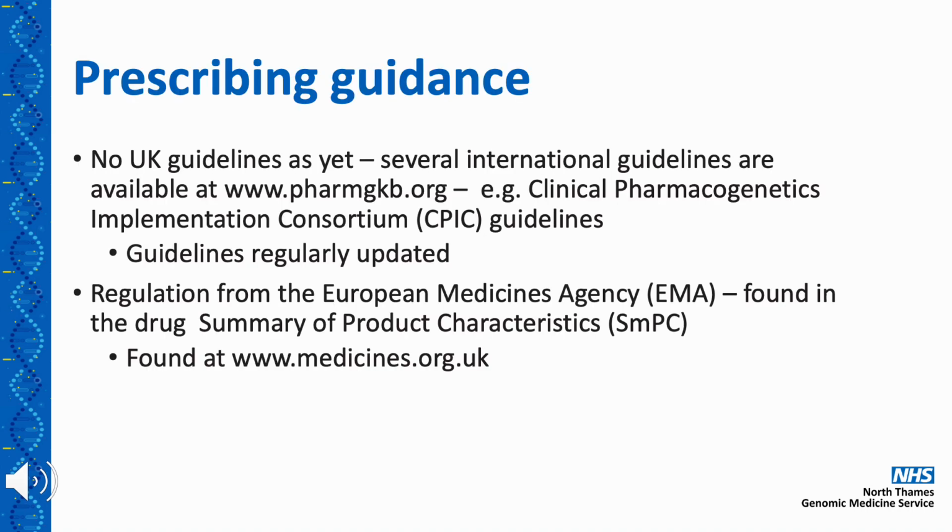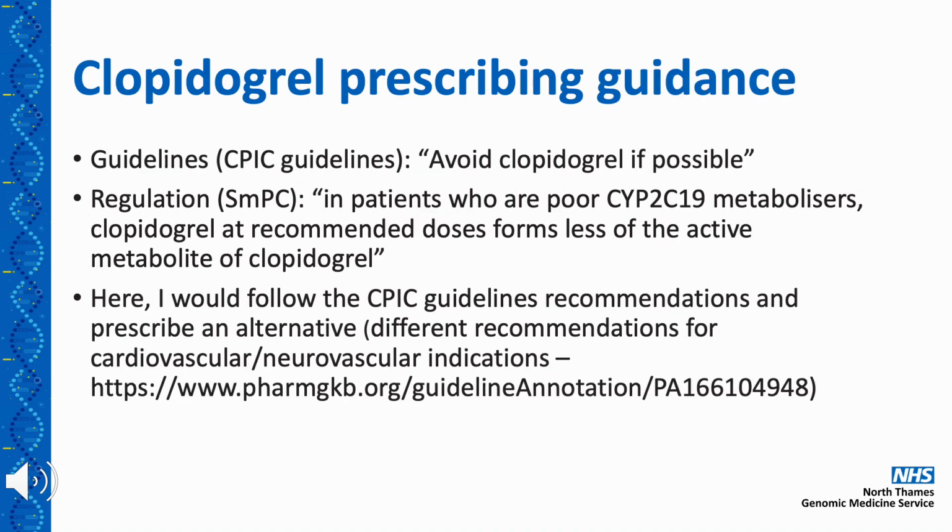Having read the test reports, the next step is to consider how CYP2C19 poor metabolizer status can impact prescribing of clopidogrel. While the report refers to CPIC guidelines on the CPIC website, it is worth noting that it may be easier to check the recommendations from CPIC guidelines using the website www.pharmgkb.org. On that website, other international guidelines are also available. It is also important to consider drug regulation, which can be found in the Summary of Product Characteristics, or SmPCs, at www.medicines.org.uk. In this scenario, I would avoid prescribing clopidogrel following CPIC guidelines.